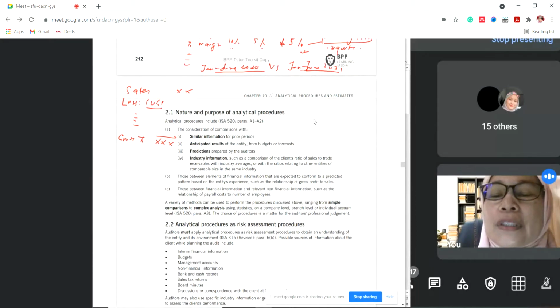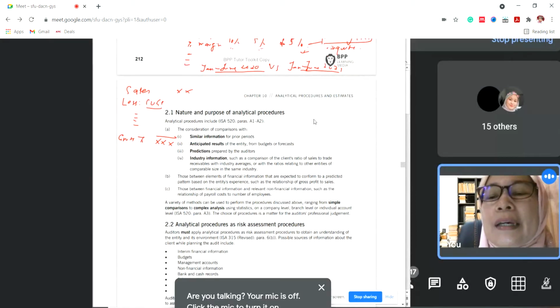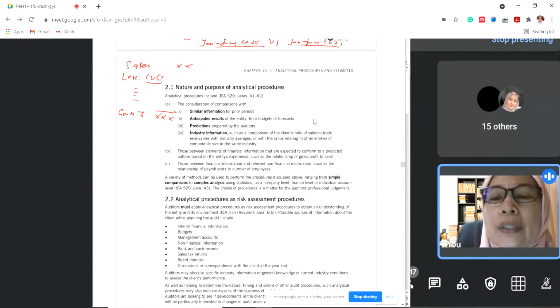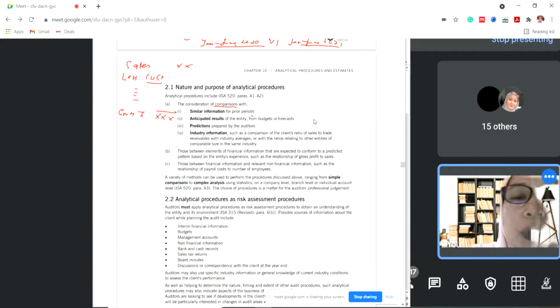Okay, I hope you still remember what you have learned in the planning stage. So, if no question, then we continue with the nature. So, what are the considerations of the comparison? Since you are doing the comparison, you can compare with the similar information for the prior period. So, as I said just now, if you compare, you must compare the same information.